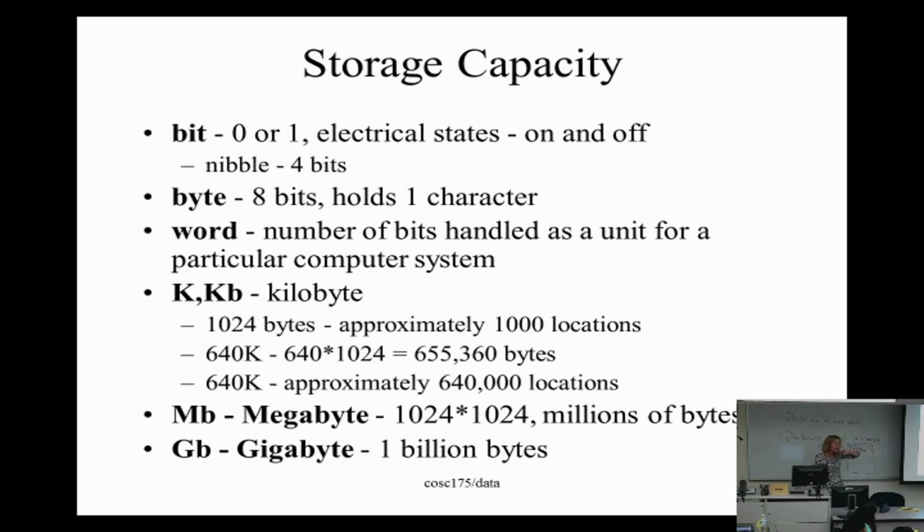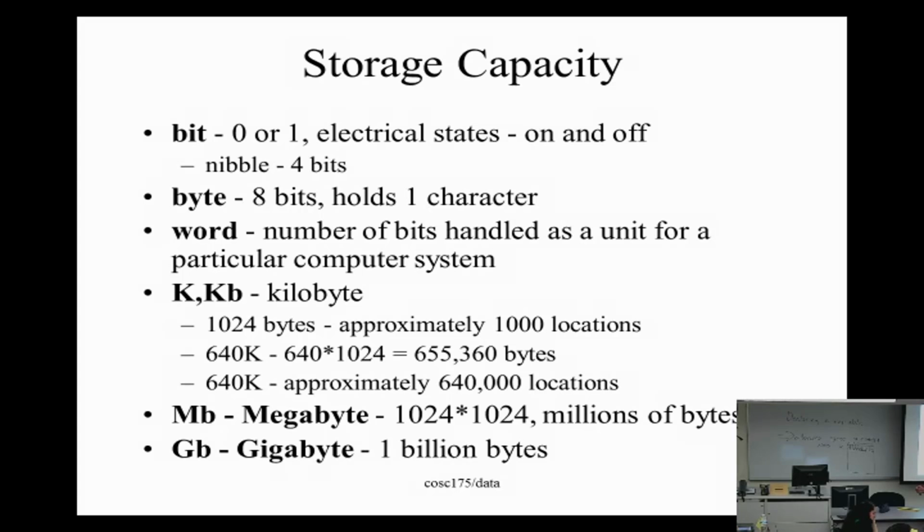Now, the next term we have is a word. A word varies from computer to computer. How many people have heard of the term a 32-bit machine or a 64-bit machine? That essentially refers to the word size, or how much is addressed at a time. So obviously, a 64-bit machine should have higher capacity than a 32-bit. Does that make sense? Because we can store larger values in there.